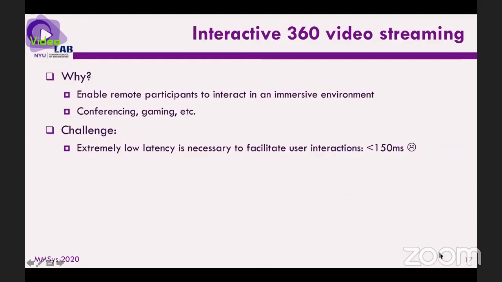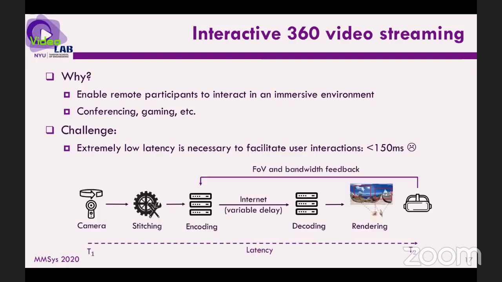So now let me move on to interactive 360 video streaming. With 360 video, remote participants can interact in an immersive environment and thus have a more productive interaction. And the challenge here is that extremely low latency is necessary to facilitate user interactions. Typically, we require less than 150 milliseconds one-way delay. And that means all of this process has to be completed within this delay allowance.